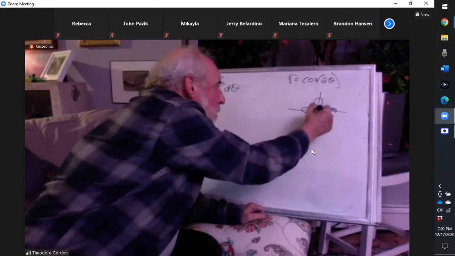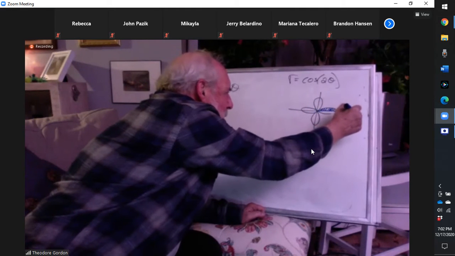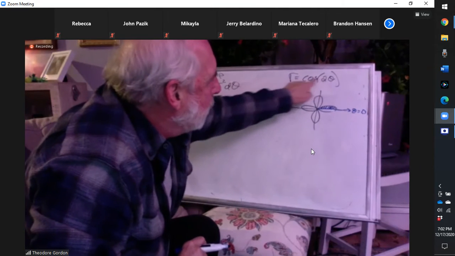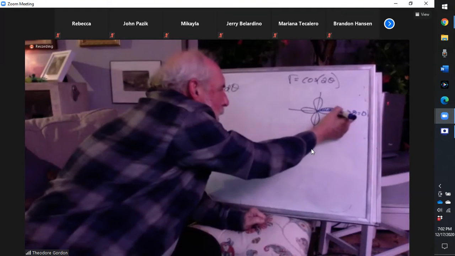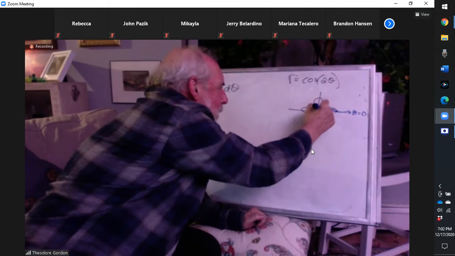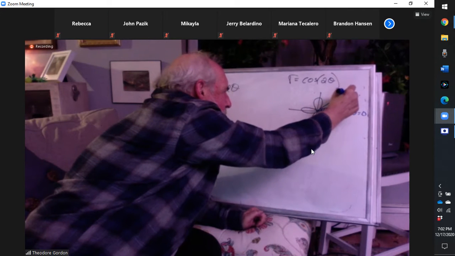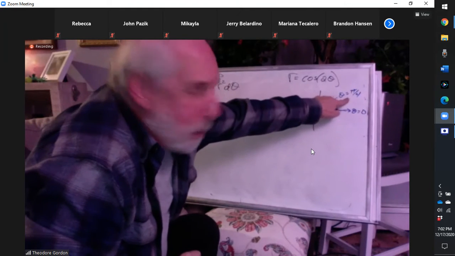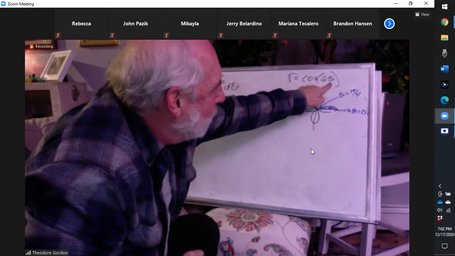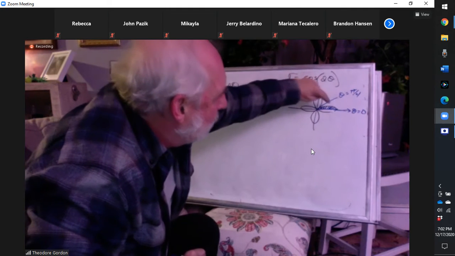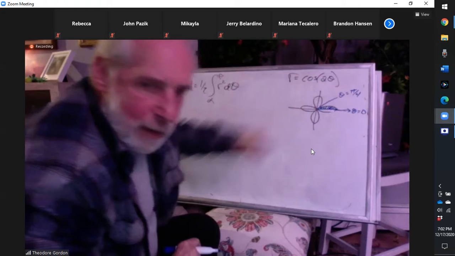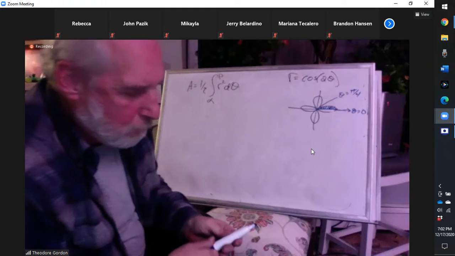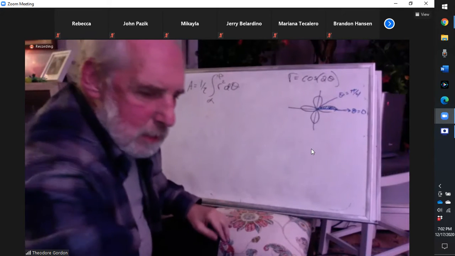So right here, this is theta equals 0. If theta is 0, 2 times 0 is 0, and the cosine of 0 is 1. That will put r right here. The next angle coming up here is theta is equal to pi over 4. If theta is pi over 4, 2 times pi over 4 is pi over 2, and the cosine of pi over 2 is 0. So that graph comes right back down into the origin. So here's our alpha, here's our beta.